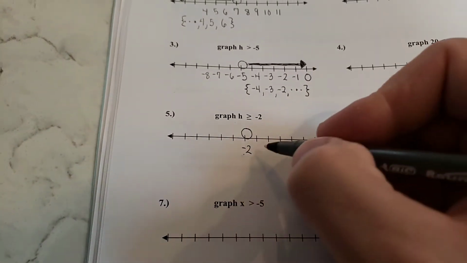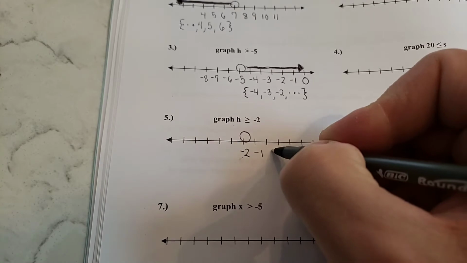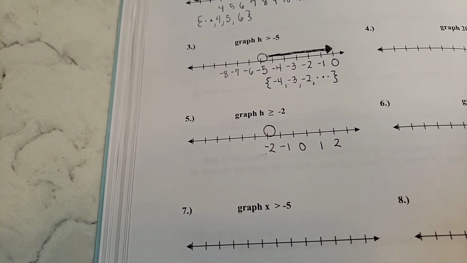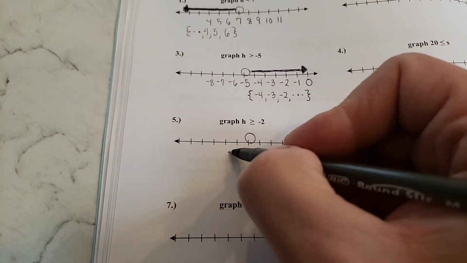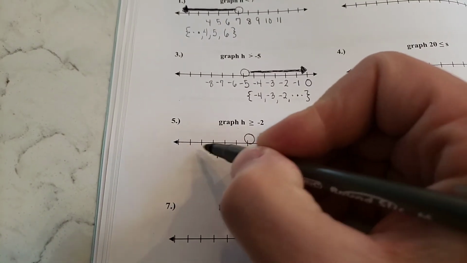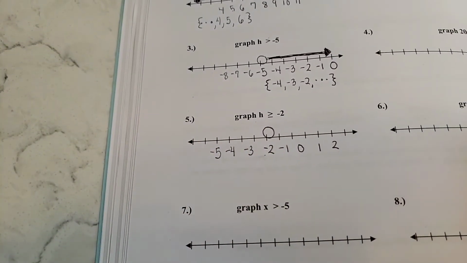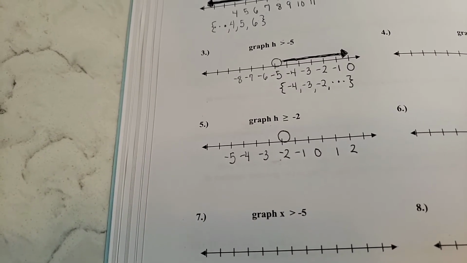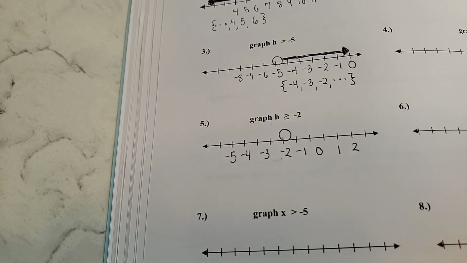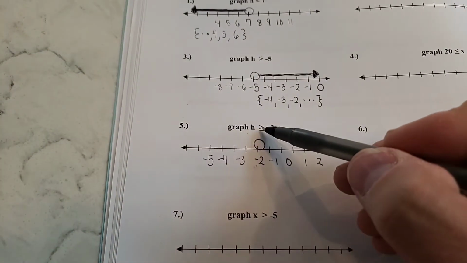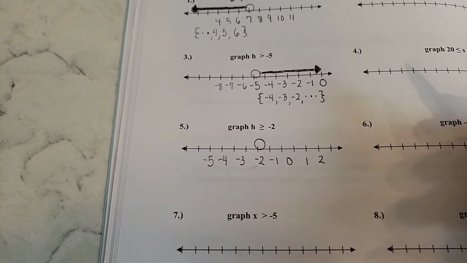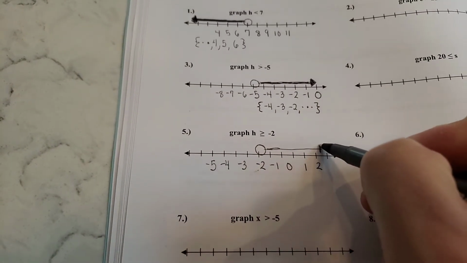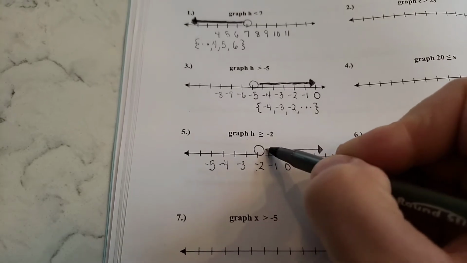Now let's think of some numbers that are greater than -2. -1, 0, 1, 2. And some numbers that are less than -2: -3, -4, -5. What direction are we going to shade? Think about the trick I just showed you. We're going to look for numbers that are greater than or equal to. So we're going to physically go to the right because that's the direction of that inequality symbol.